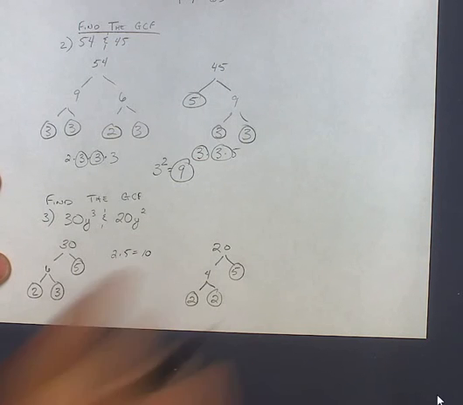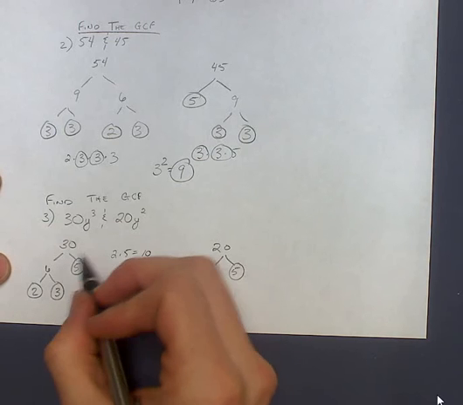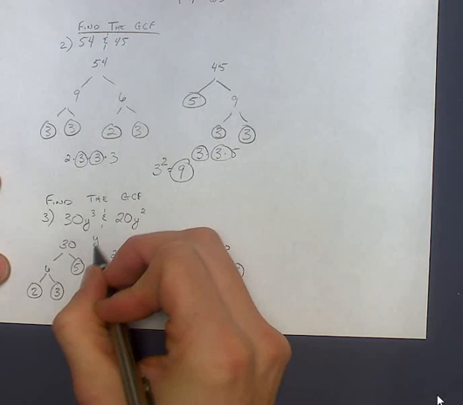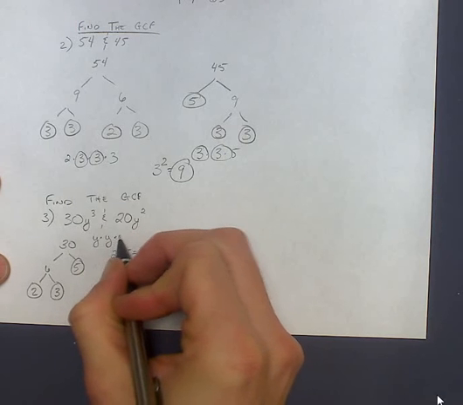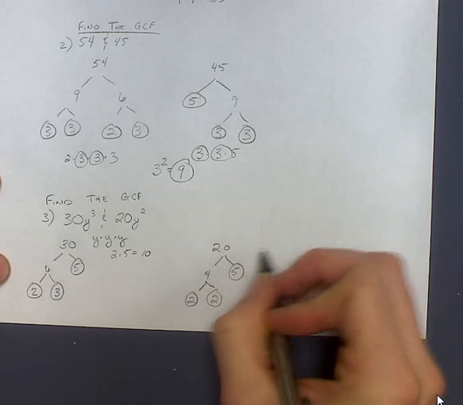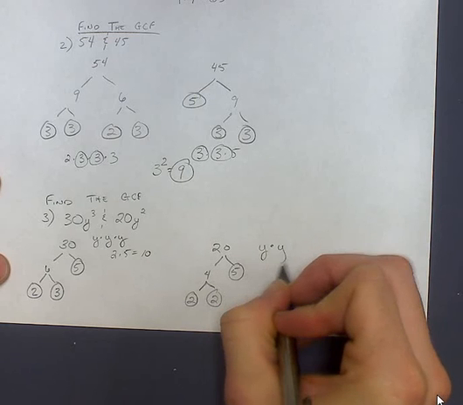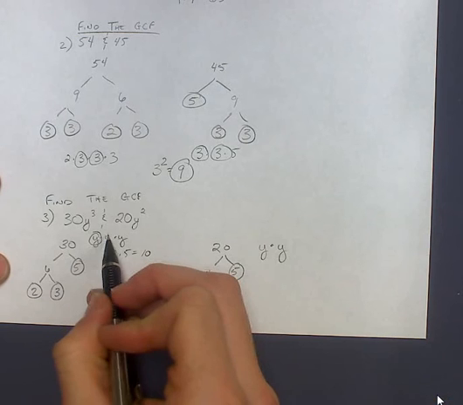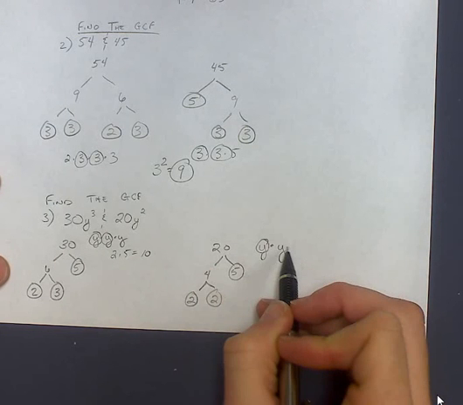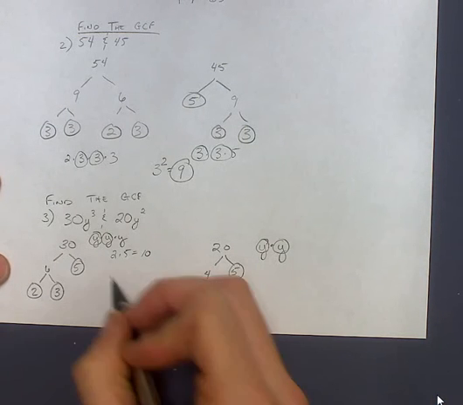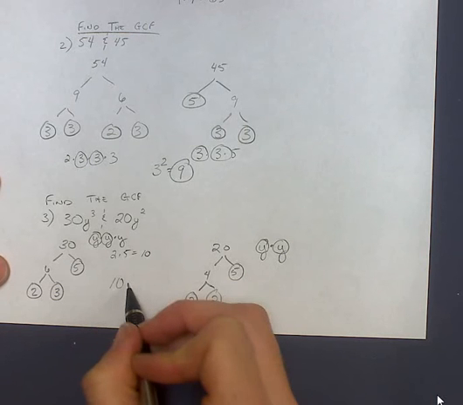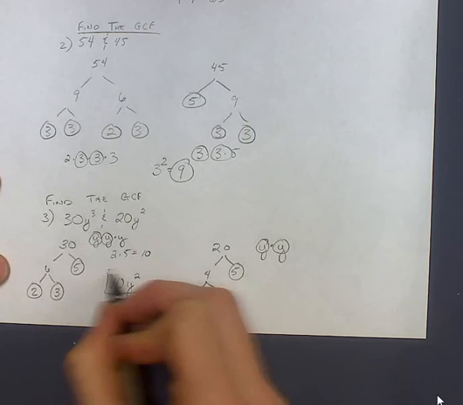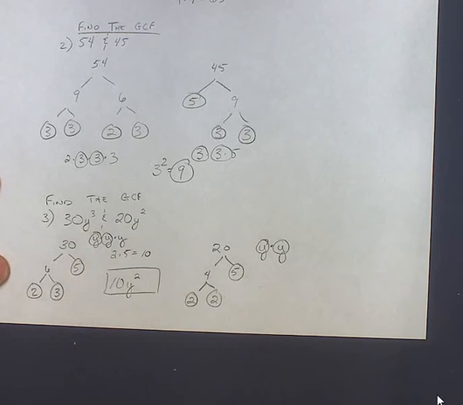Now 10 to the what? I'm not sure. Since I know that I have y to the third, if I expand that, it would be y times y times y. If I have 20y squared, I would only use y times y. So both monomials have two y's being multiplied together. So that means that at the end, they share the factor of y squared. And my GCF between 30y cubed and 20y squared is 10y squared.